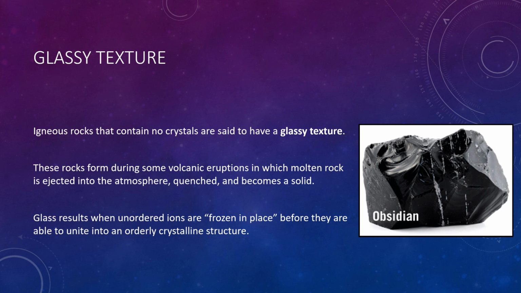During some volcanic eruptions, molten rock is ejected into the atmosphere, where it is quenched and becomes a solid rock. Rapid cooling of this type may generate rocks having a glassy-like texture. Glass results when unordered ions are frozen in place before they are able to unite into an orderly crystalline structure. Obsidian, a common type of natural glass, is similar in appearance to dark chunks of manufactured glass.